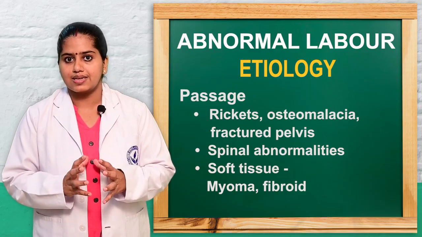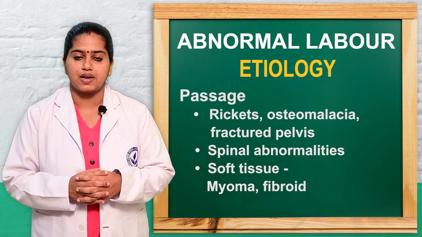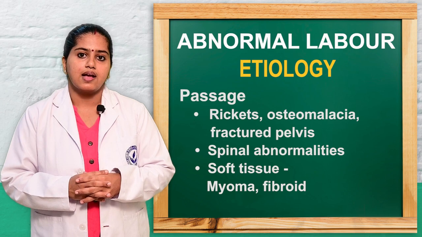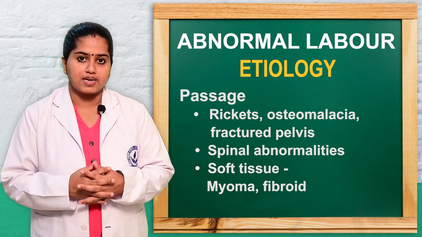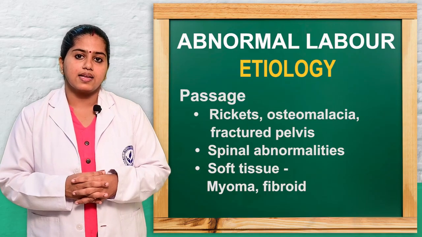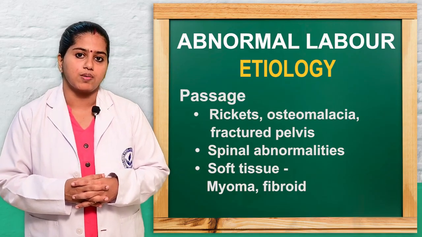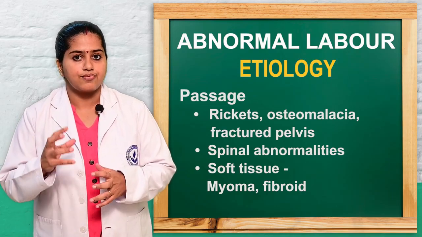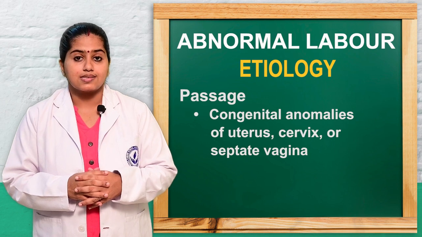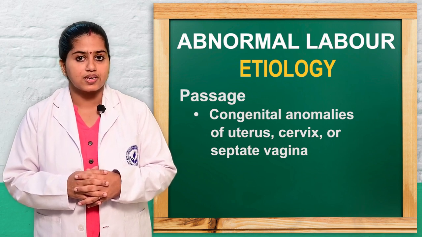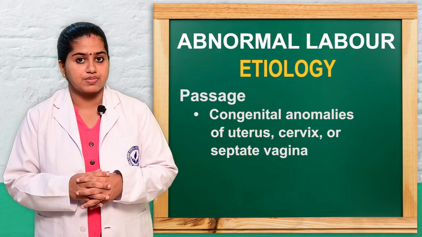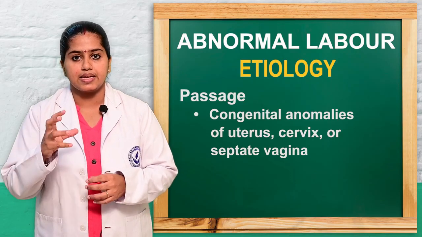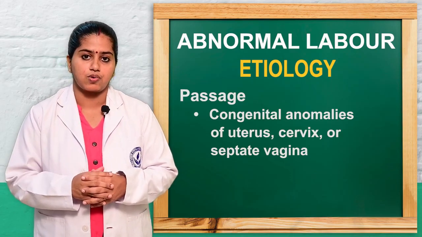The normal pelvis, you know, is the gynaecoid pelvis. Apart from this, any diseased pelvis, osteomalacic pelvis, any fractured pelvis, and any spine abnormalities are factors. And next, soft tissue problems: any myomas, any fibroid, any congenital anomalies of the uterus or the cervix, and a septate vagina. These are the major problems that come under the passage, mainly the bony pelvis and the soft tissue problems.